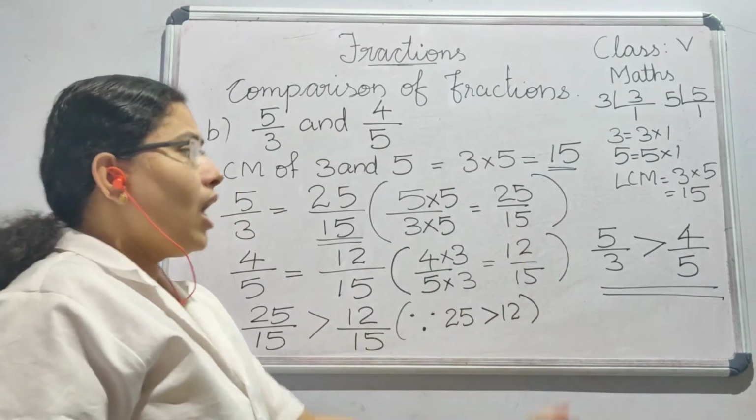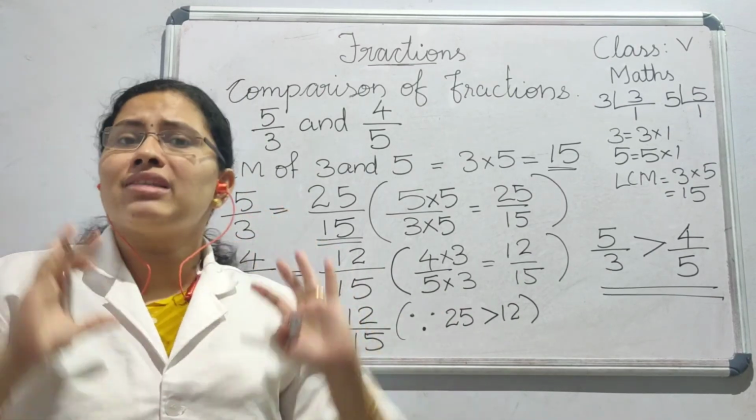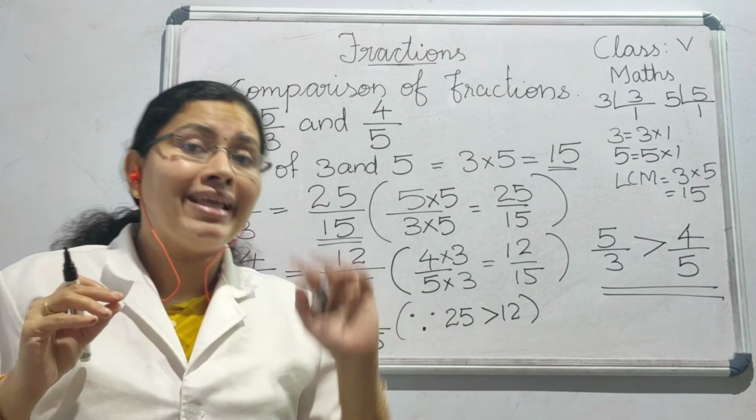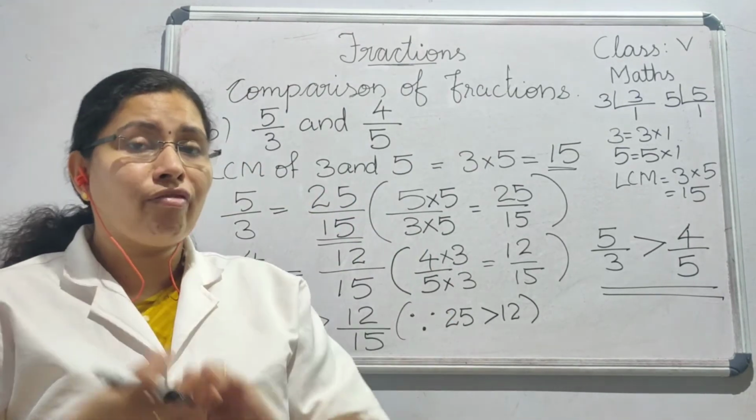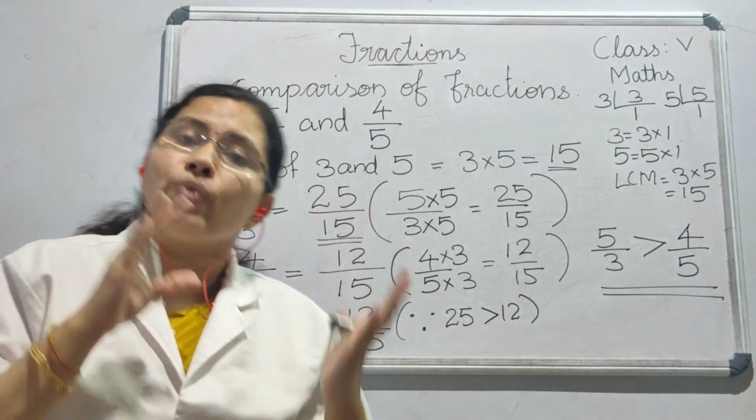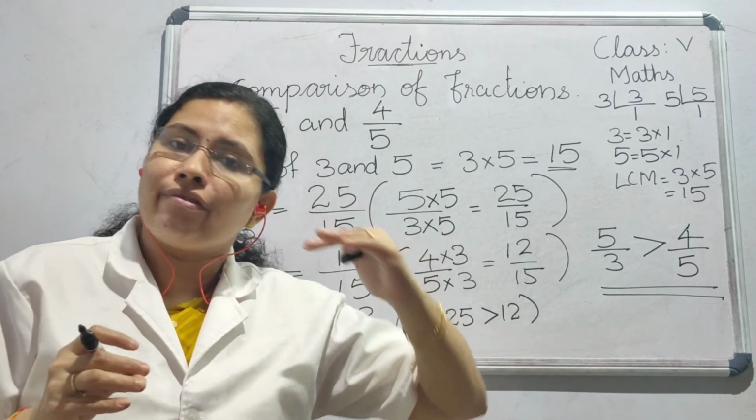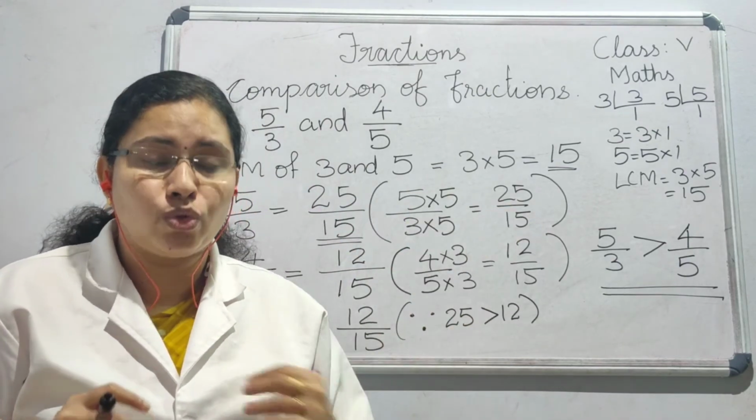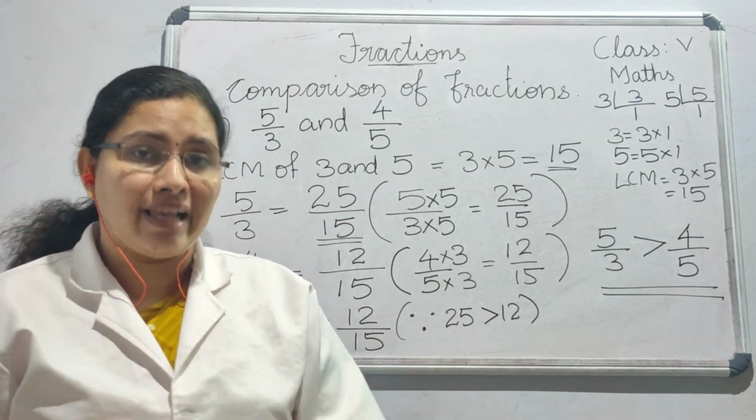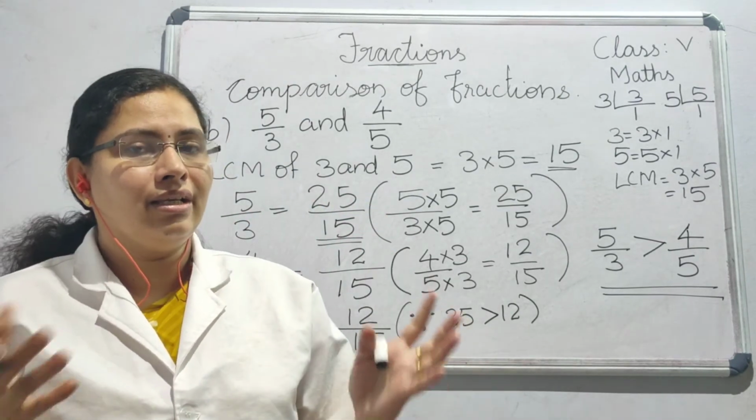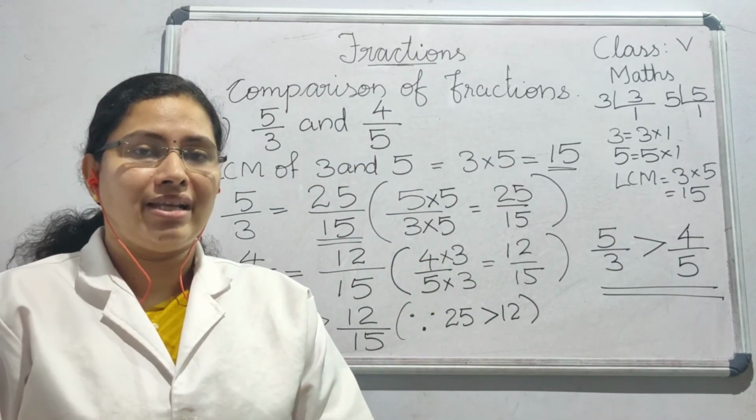Understood? How we are comparing it? So first, if it is in the like fraction, simply see the numerator and we can compare. If it is in the unlike fraction form, what we have to do? We have to find out the LCM. Then with that LCM, we have to write the equivalent fraction of those two fractions. Then you will be getting it in the like fraction form. Then as we are doing it in the like fraction, just compare the numerator and write the answer.